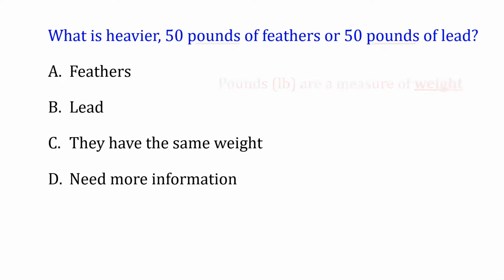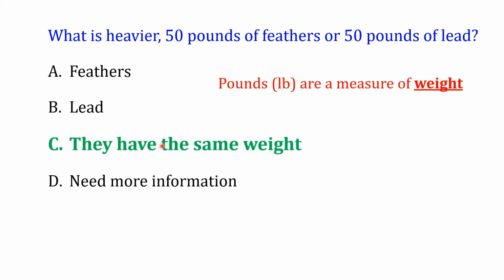To answer this, I want to point out pounds. Here we have 50 pounds of feathers and 50 pounds of lead. Pounds is a measurement of weight. Okay, in this case, if we have 50 pounds and 50 pounds, and that represents weight, then clearly they have the same weight. You'd be surprised how many people will miss this question though.